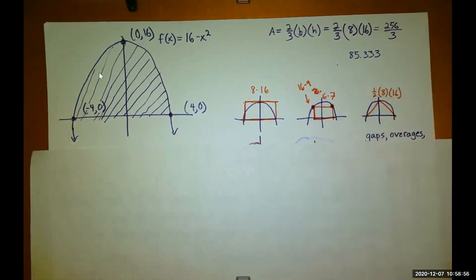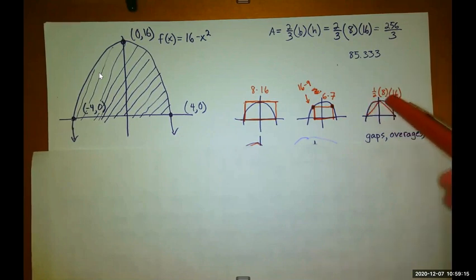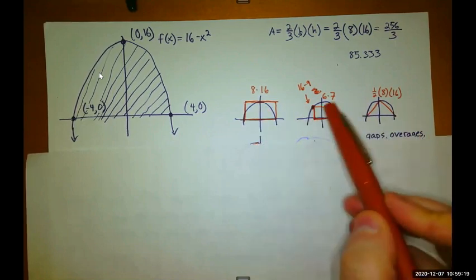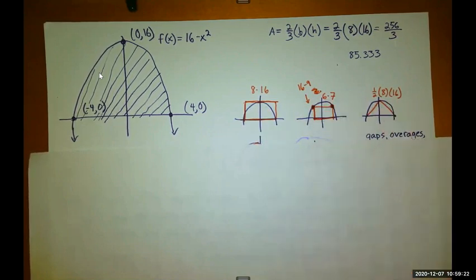And to get the coordinates of that point, I substitute 3 in. F of 3 is 7. Okay. Some of you might have gone crazy and you might have gone with a triangle, 1/2 base of 8, height of 16. Okay. We know that's not going to be right because we got these gaps again. So this rectangle has got some overages. This rectangle has got some gaps. This triangle has got some gaps.